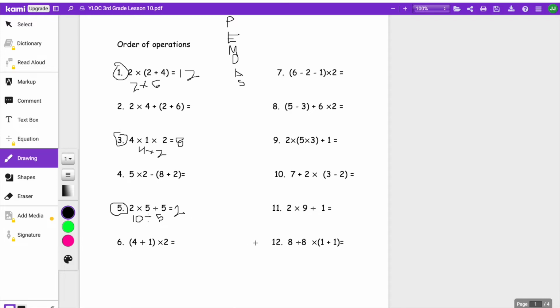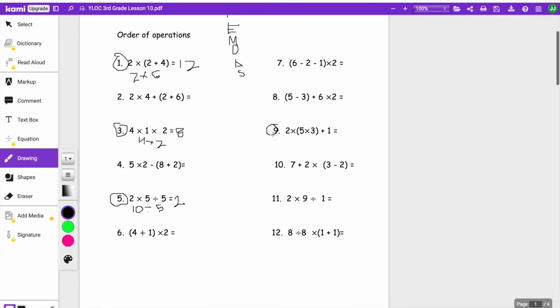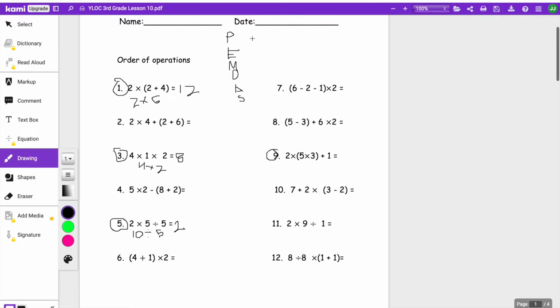Alright, let's do a hard one now. Let's do number 9. So 2 times 5 times 3 plus 1. So this is a lot of stuff, but remember, what goes first? Parentheses. So you'd start with 5 times 3, which would be 15. So then the equation would become 2 times 15 plus 1.